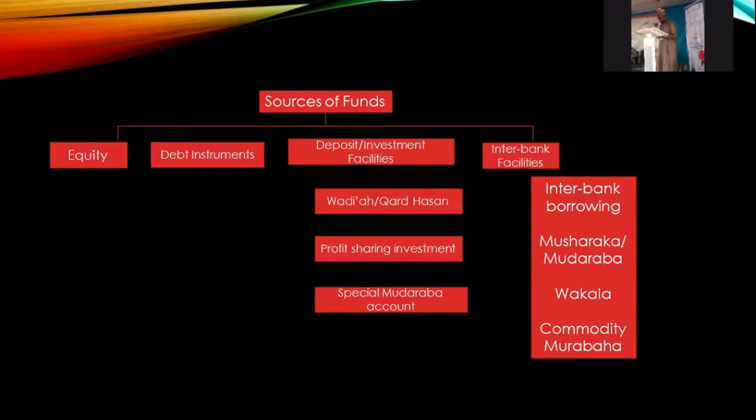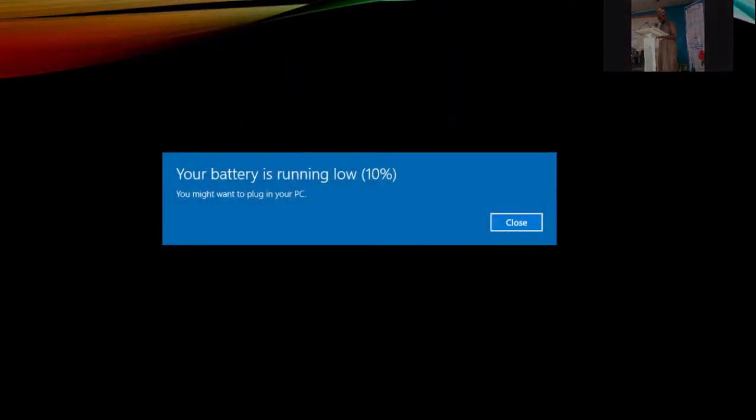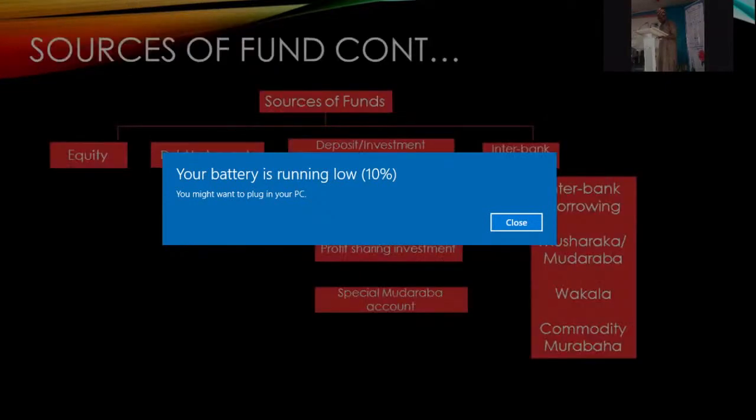And we talked about the profit sharing investment. So if you are to invest in such a deposit or investment facility, you are expecting a profit to be paid back to you. And also, if you look at the special Mudaraba account, that is part of investment also, which we are going to discuss later on in our subsequent sessions.